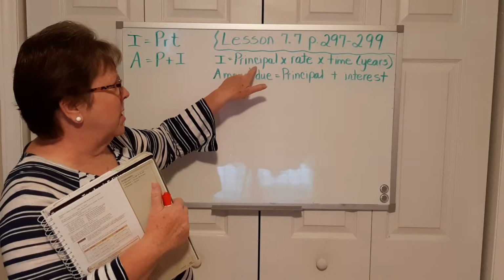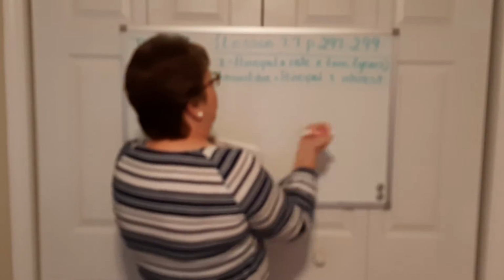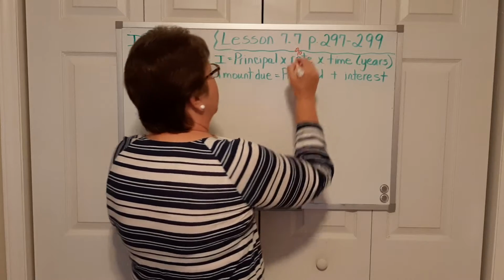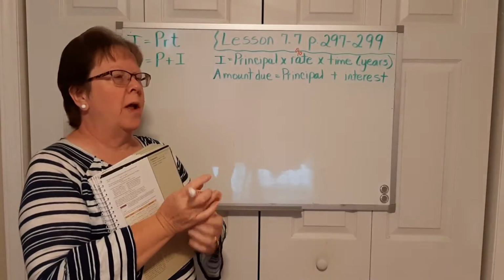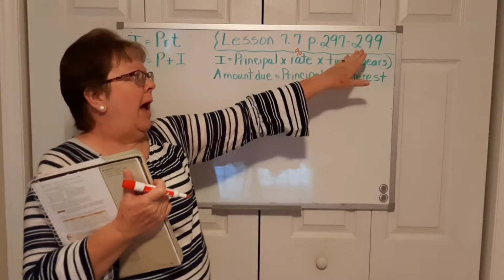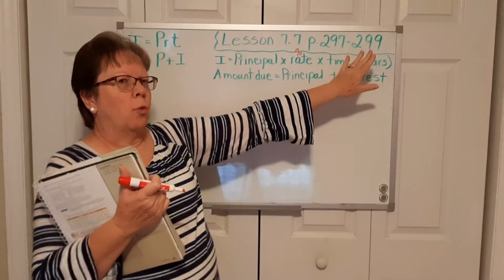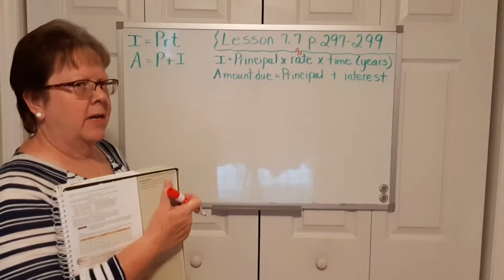Okay, those are the abbreviations. Interest equals principal times rate times time. Let's remember, rate is a percent, and time has to be in years. So if it's so many months and it's less than a year, you have to make that a fraction and then reduce it, okay? And then make it a decimal before you do your multiplying, okay?